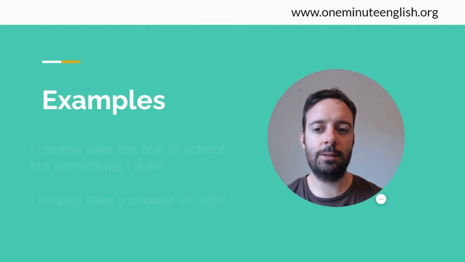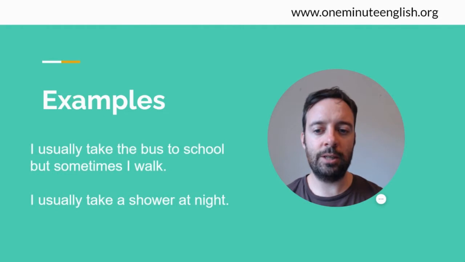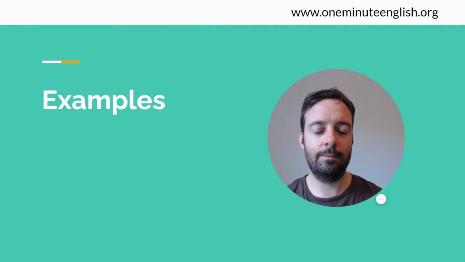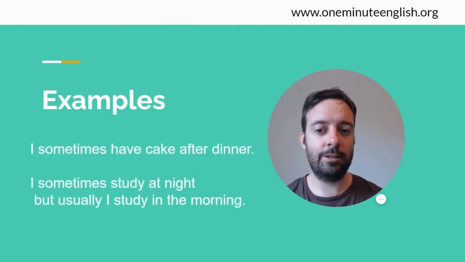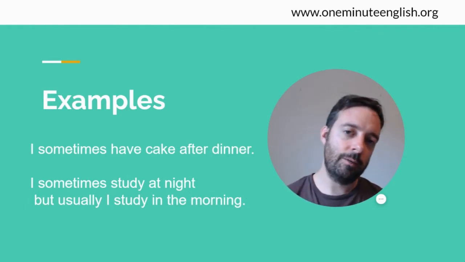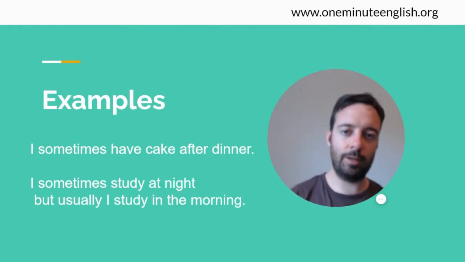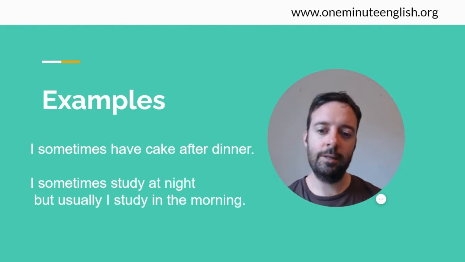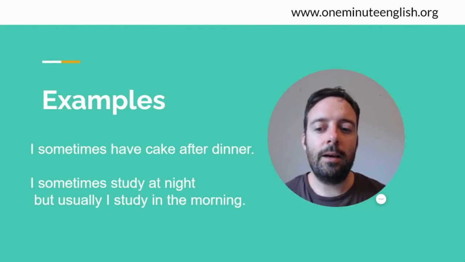Let's look at more examples. So I usually take the bus to school, but sometimes I walk. I usually take a shower at night. I sometimes have cake after dinner. Okay, so it's just sometimes. Maybe Monday you have cake, maybe Tuesday no cake, Wednesday you have cake, something like that. I sometimes study at night, but usually I study in the morning.